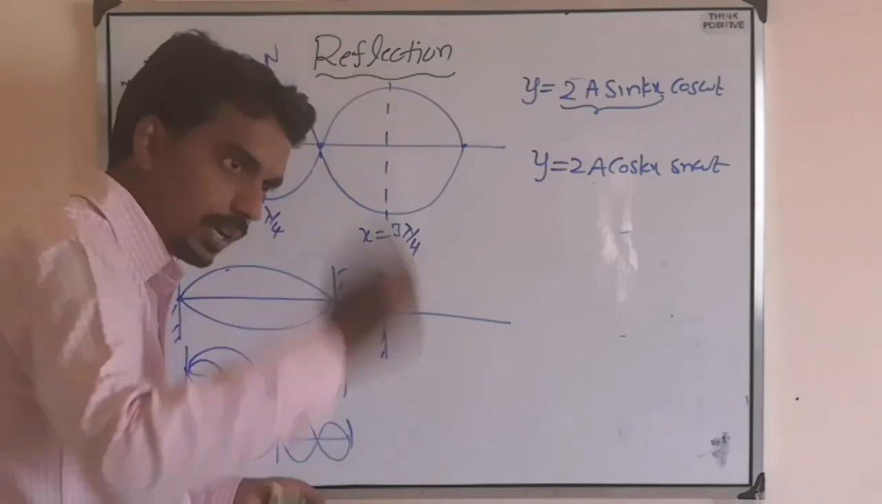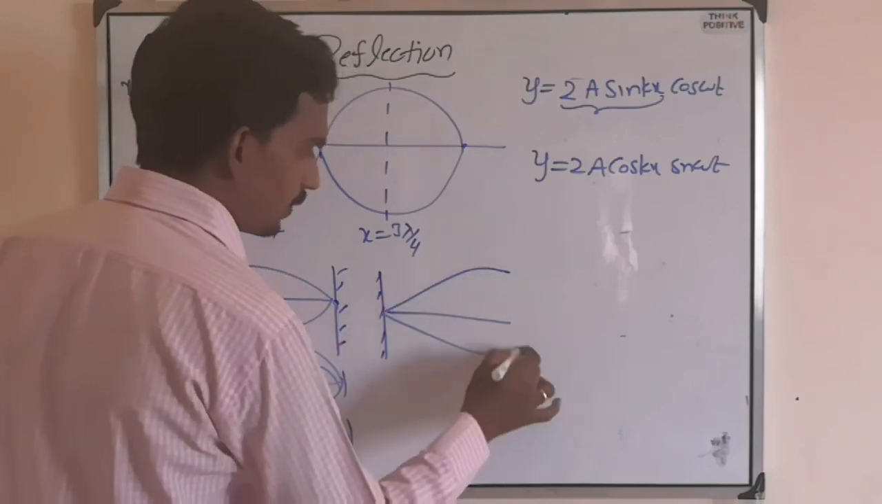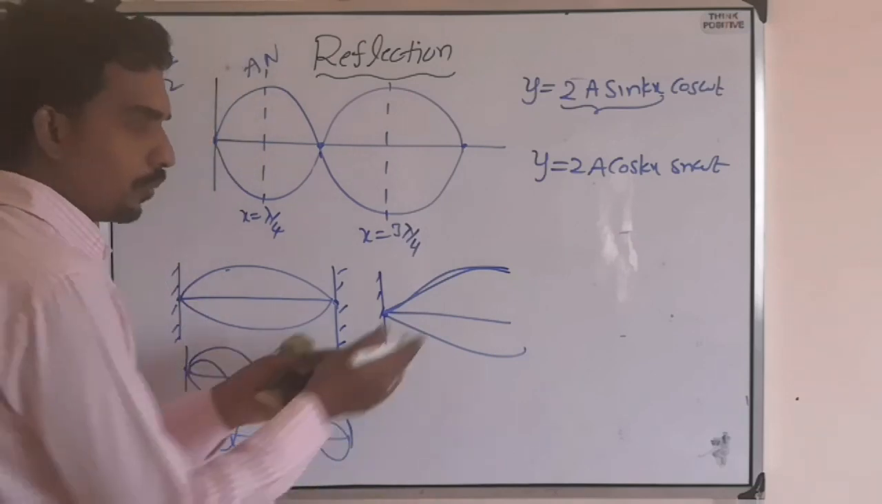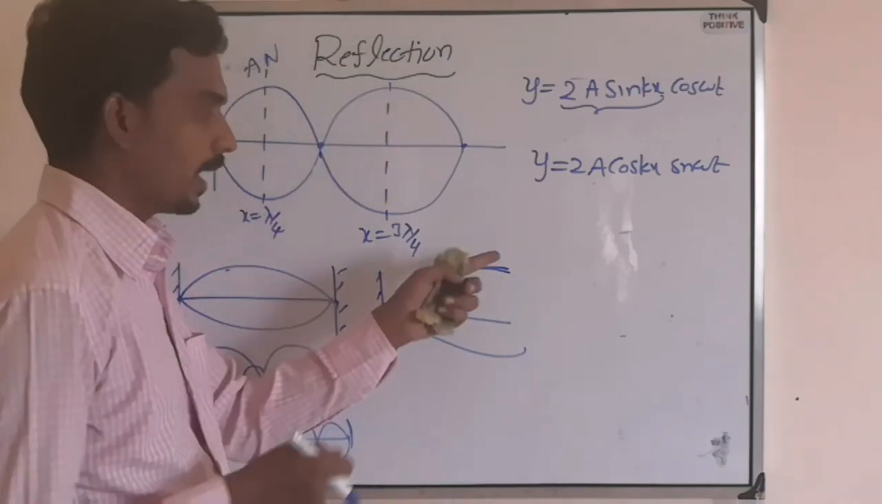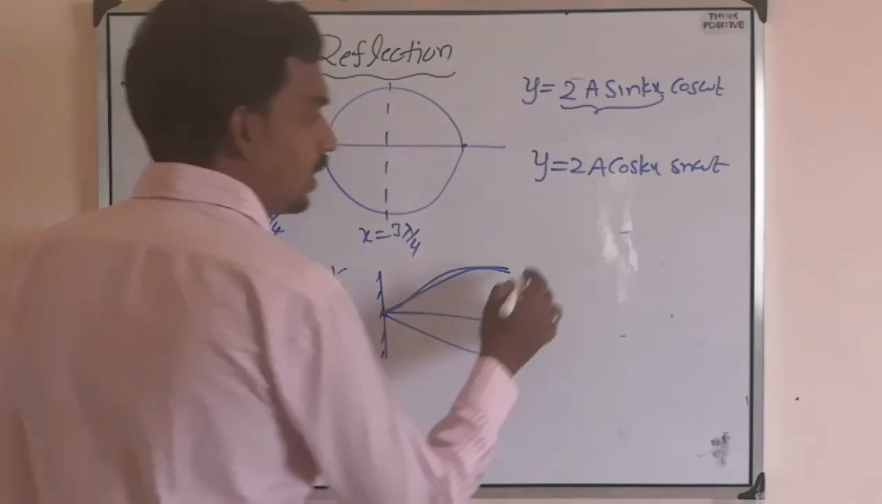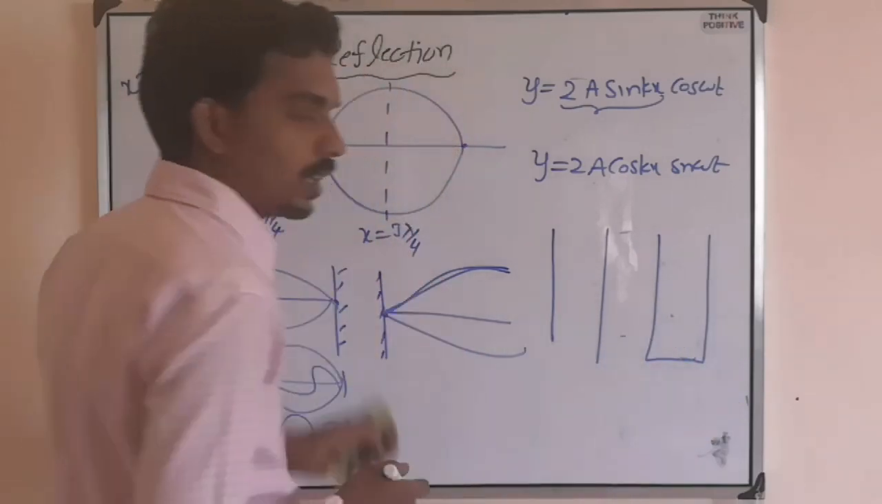So you have to move it always to maximum. That means here always maximum will form. But here it is fixed, which means always node will form. So free end means antinode. Fixed end means node. Same way, these stationary waves will form inside the pipes also.